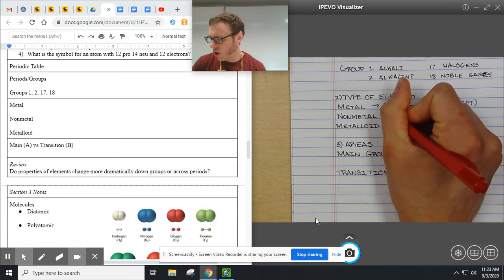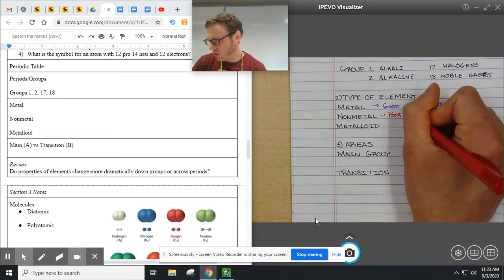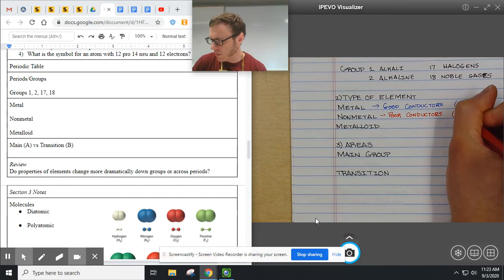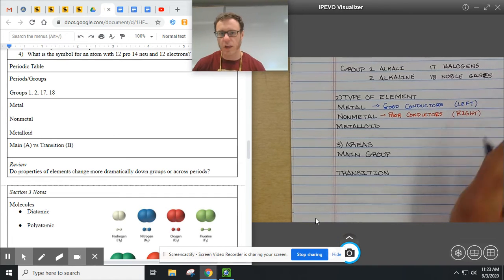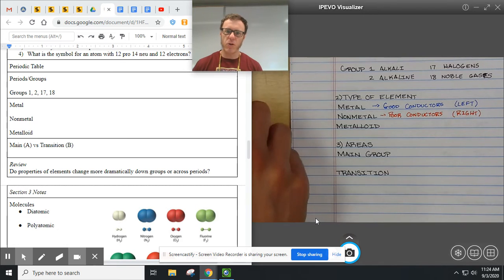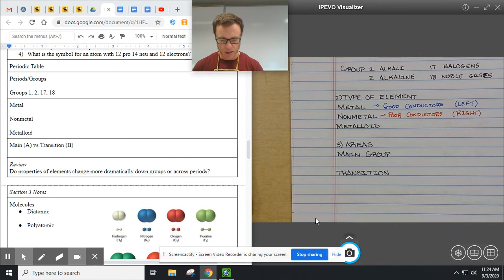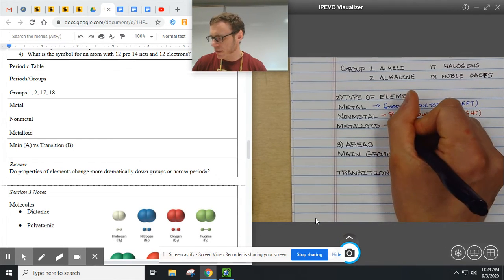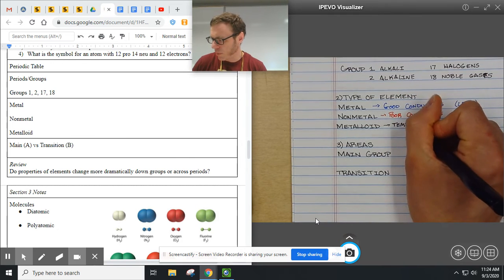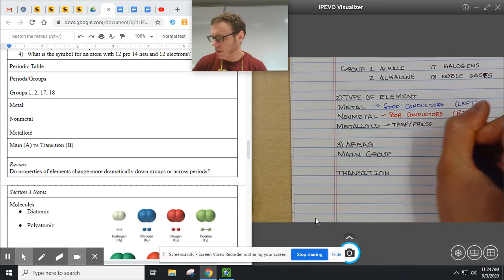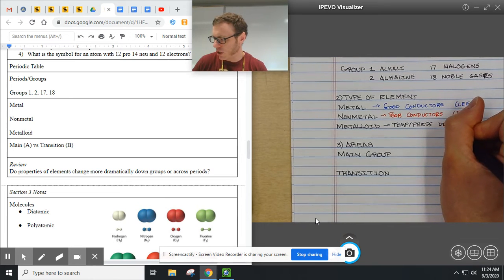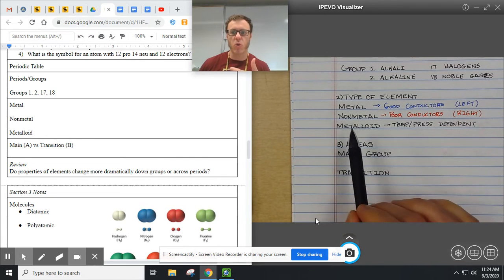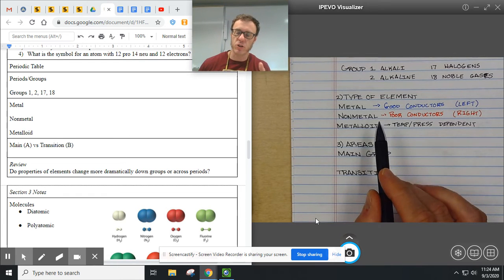Nonmetals are poor conductors, and these tend to be on the right. In class, we'll talk more specifically about where. Now, metalloids are the fewest. They're also called semimetals. They're temperature, pressure, and other things dependent. So they can be good conductors under certain conditions and poor conductors under other conditions, which is why they're called semiconductors. That's what a lot of computers have. They have silicon in them.